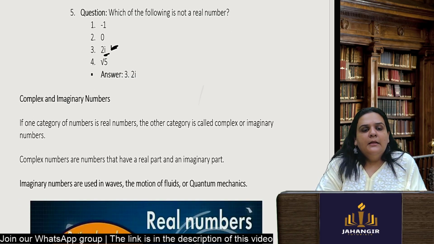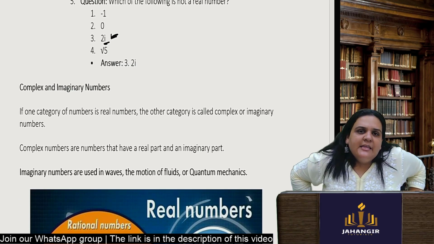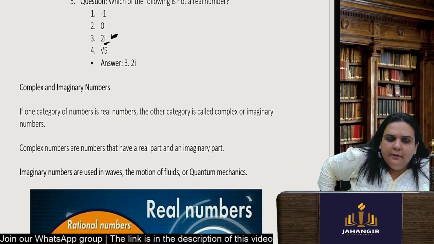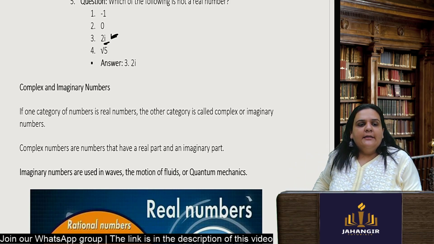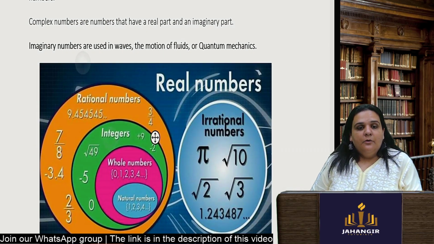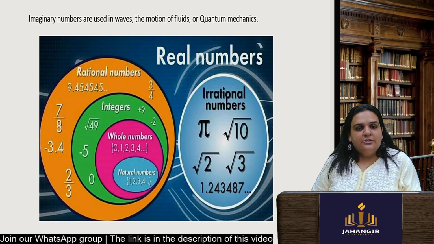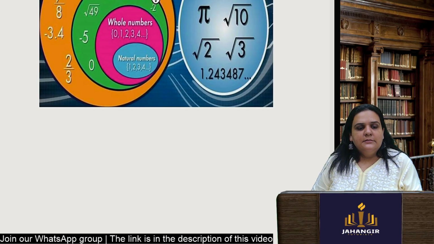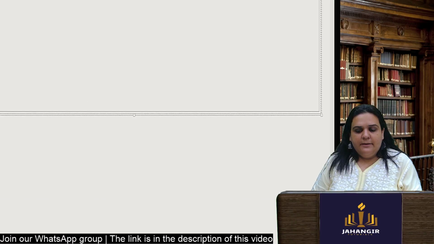Now there are certain numbers which are complex and imaginary. If one category of number is real numbers, then the other is complex and imaginary numbers. Complex numbers are numbers that have a real part and an imaginary part. So real numbers include both rational and irrational numbers. Now let's see what is imaginary.